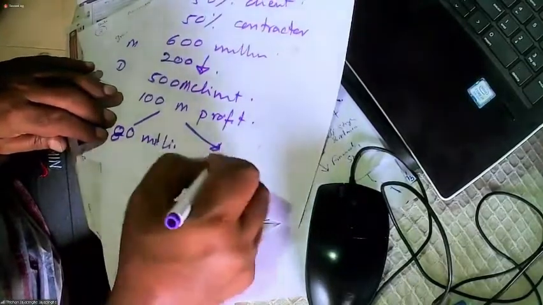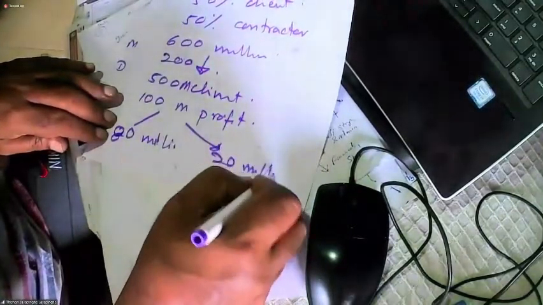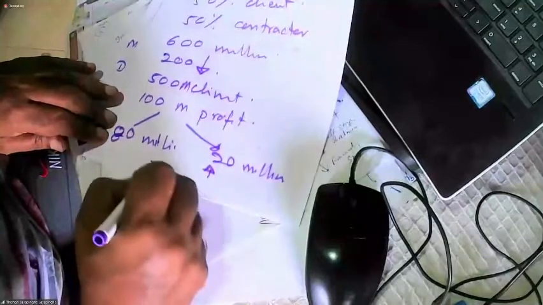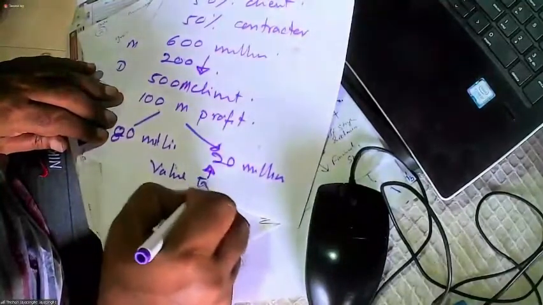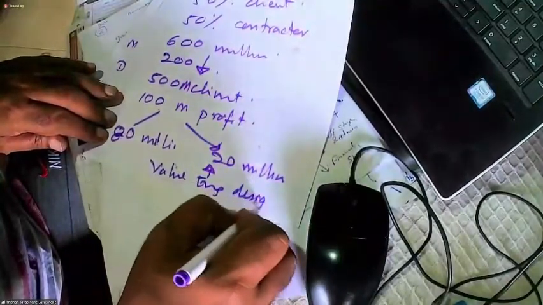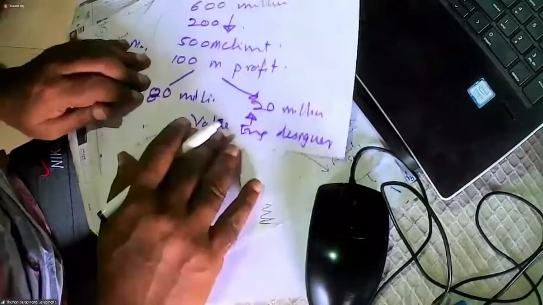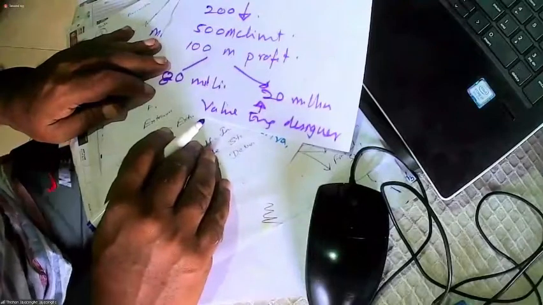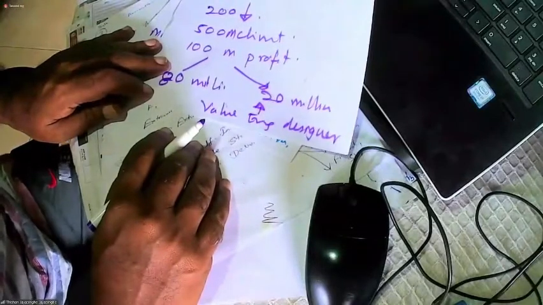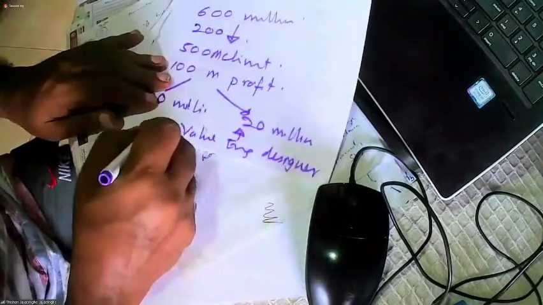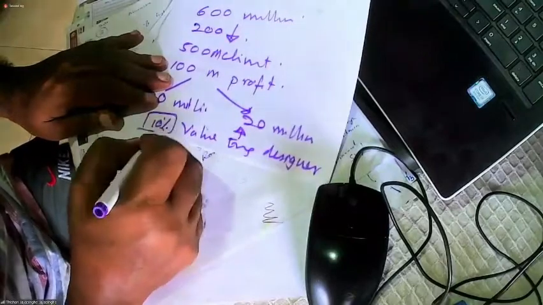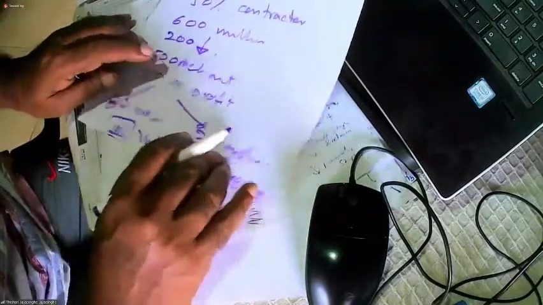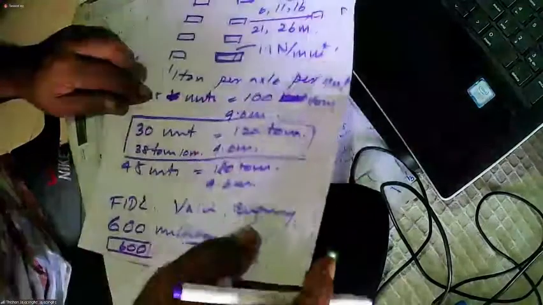What will happen to the remaining 20 million? To the design engineer, value engineering design, against the remaining 20 million. Is that clear? So that is a FIDIC rule. So value engineer has done the design at 10% of the saving. And we also do value engineering at 10% of the saving.